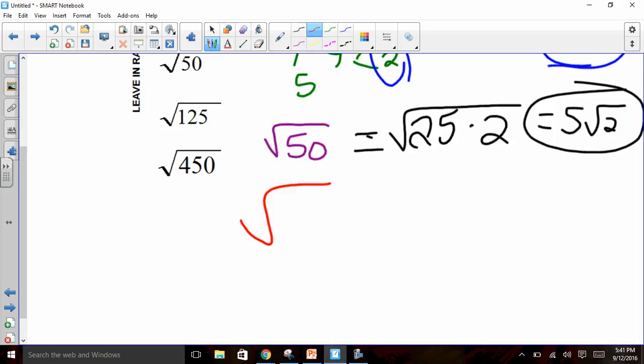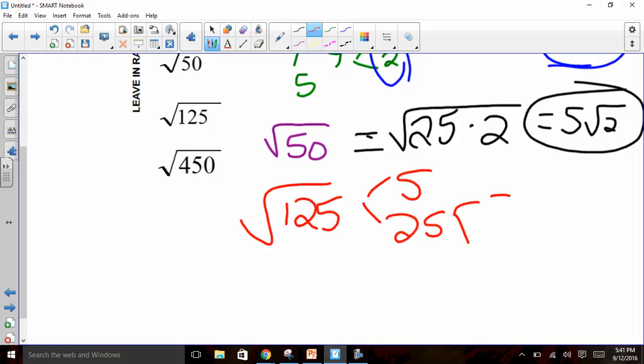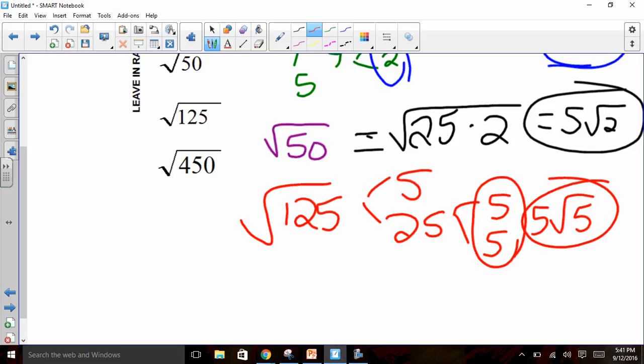All right, next example, 125. Well, let's see what multiplies into 125. 2 doesn't work. 3 doesn't work. Well, let's take a look at 5. 5 times what gives me 125? 25. 5 can't be broken down. 25 is 5 times 5. Hey, look, I got my group of 5. So I have 1 5 come out, 1 5 hang underneath. My answer is 5 root 5.